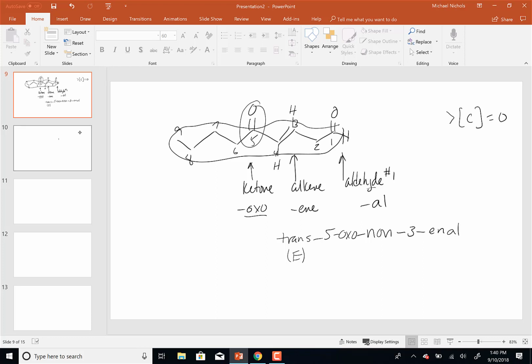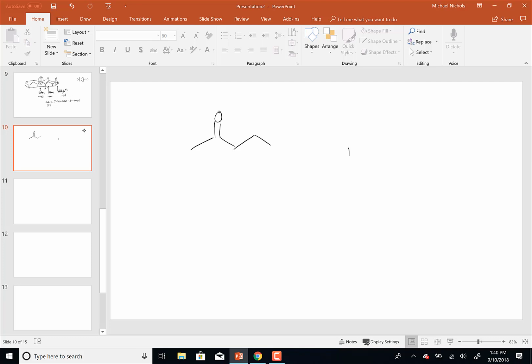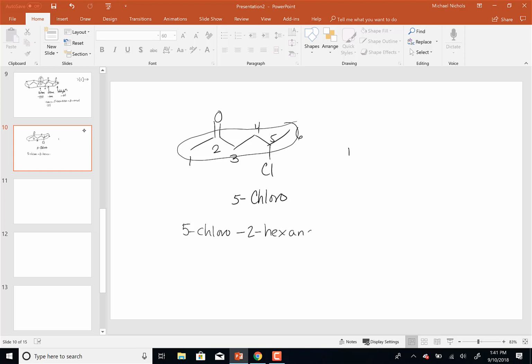If it's just a ketone, something straightforward like that, and the ketone is the highest priority, then I would go through and find the longest continuous carbon chain that contains the ketone carbon, number from the end closest to the ketone, number and alphabetize my substituents, and then put the name together, saying that this would be a 5-chloro-2-hexanone. Hexanone. It's a ketone.